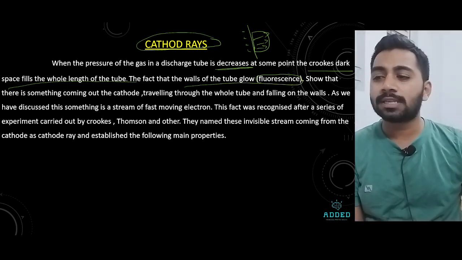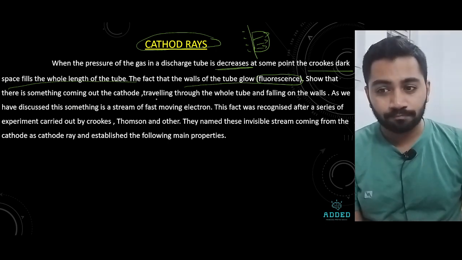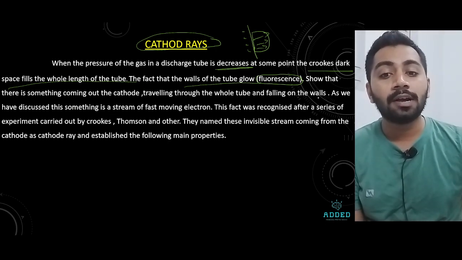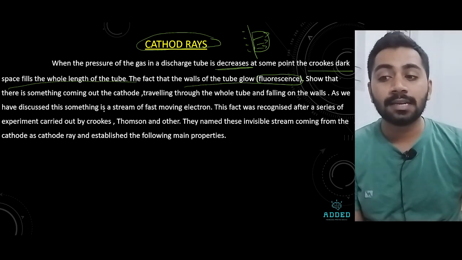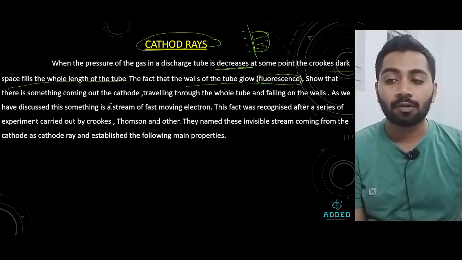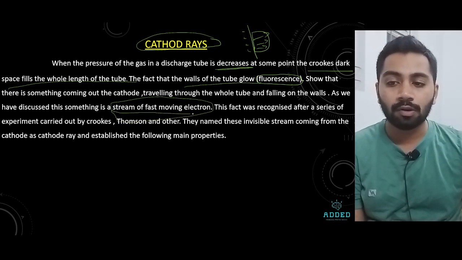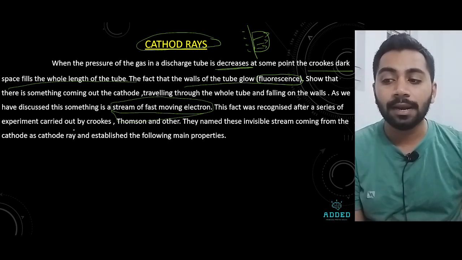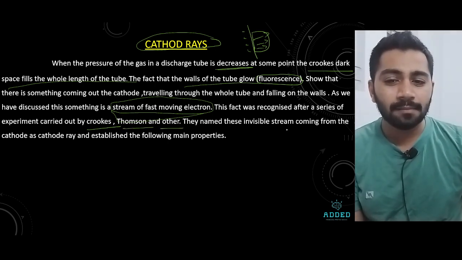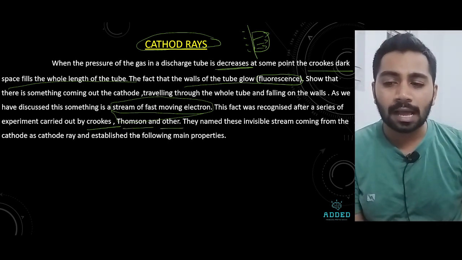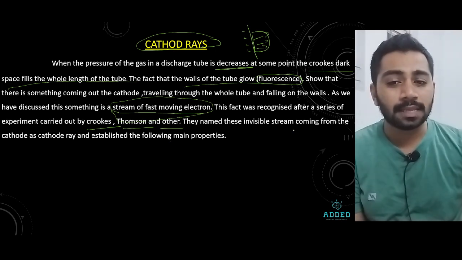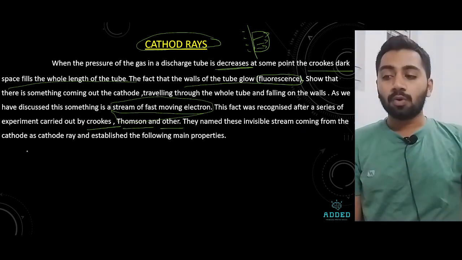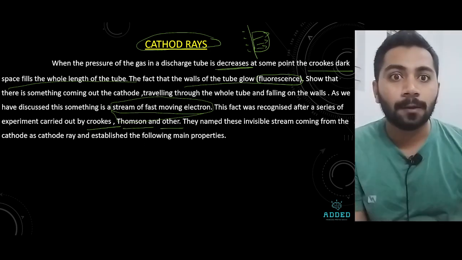This shows that there is something coming out of the cathode, traveling through the whole tube and falling on the walls. As we have discussed, it is a stream of fast moving electrons. This point is very important. Note down, stream of fast moving electrons. This fact was recognized after a series of experiments carried out by Crookes, Thomson and others. They named this invisible stream coming from the cathode a cathode ray and established the following properties.